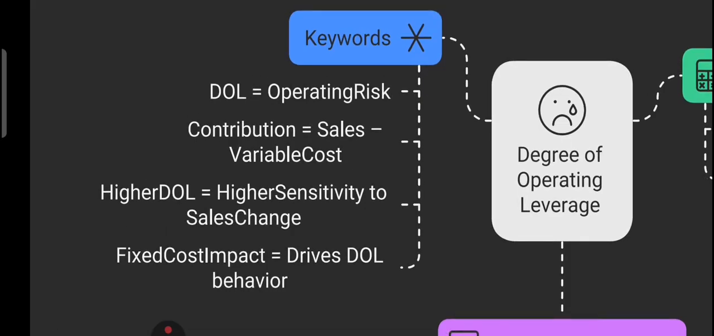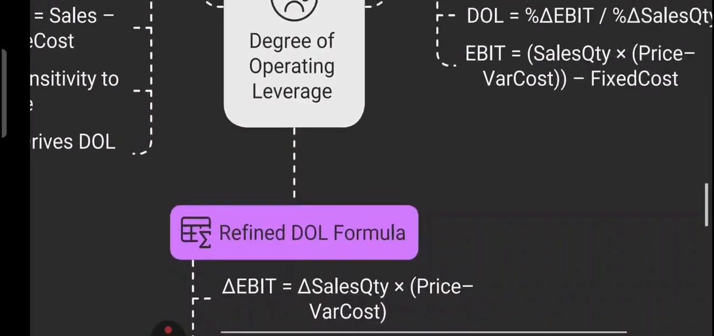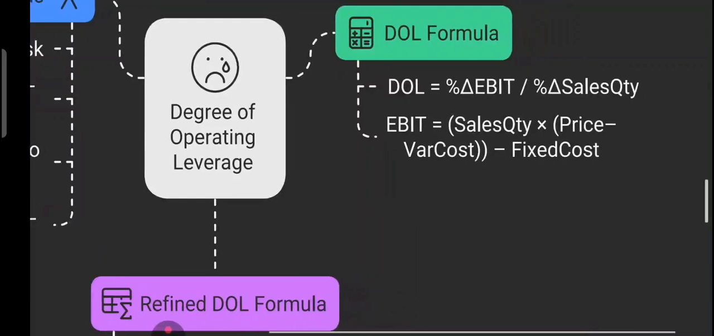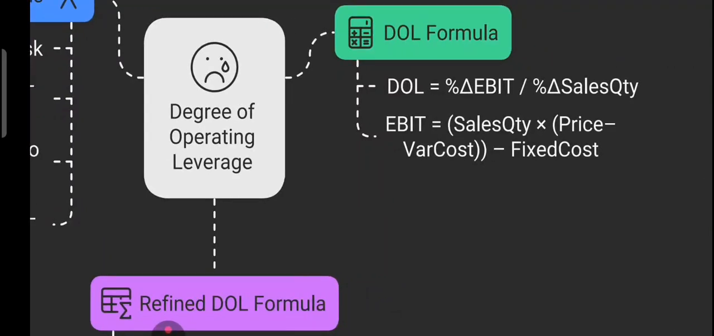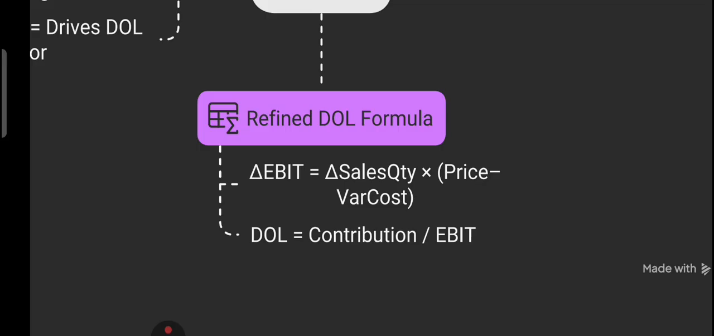You should know how to calculate the contribution, because to calculate DOL, you need to have the contribution concept clear, right? So percentage change in EBIT upon percentage change in sales, and EBIT you can write as sales quantity multiplied by price minus variable cost, and subtract the fixed cost from it, right? There is something called the refined DOL formula. Delta EBIT, or change in EBIT, is equal to change in sales quantity multiplied by price minus variable cost. And finally, this is a super important formula that will help you to calculate DOL, which is nothing but contribution upon EBIT, right?